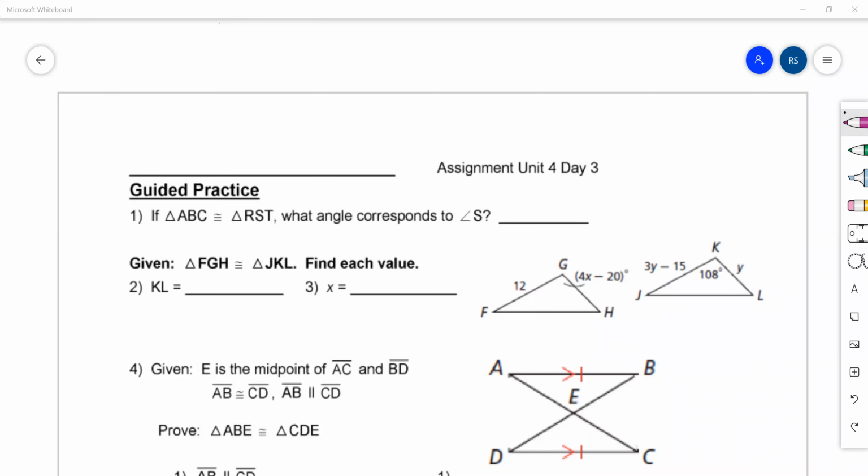Okay, now for the day 3 guided practice. So number 1 asks us to state which angle corresponds to angle S. We're given a congruent statement. Angle S is the one that's right here in the middle on the second one. So we want the same one on the first one. So that'd be angle B.